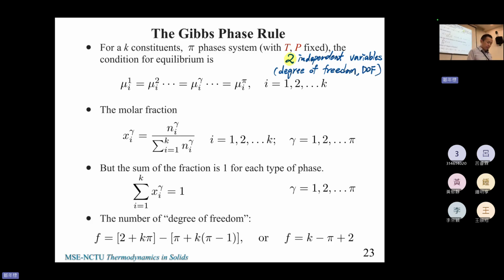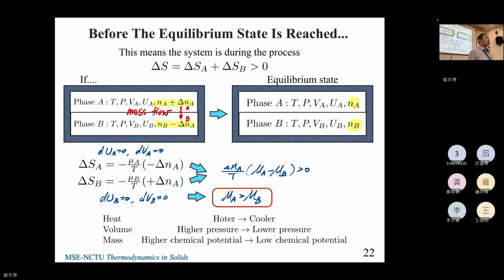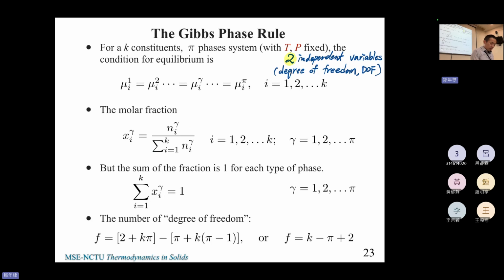phases. So you can imagine that in the previous case you only have one constituent, two phases, phase A, phase B. If you have many constituents K and pi phases for each system, you will have mu i1 equal to mu i2 equal to mu i pi. So they need to be all the same to reach the equilibrium state.